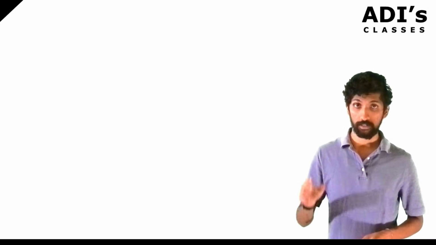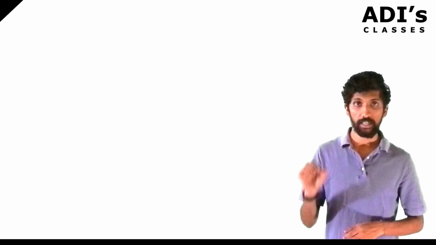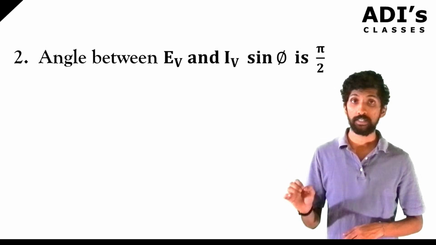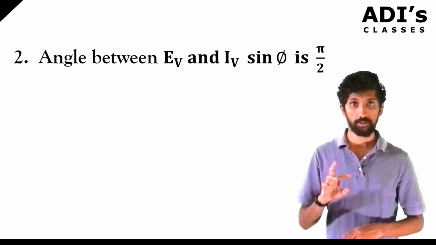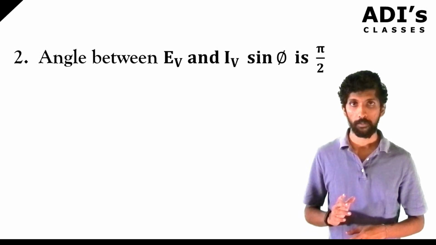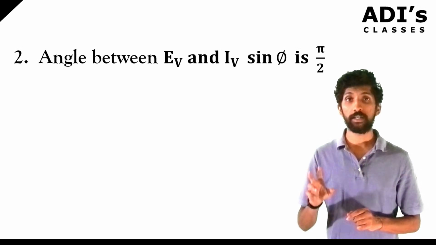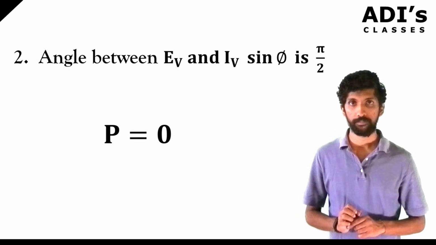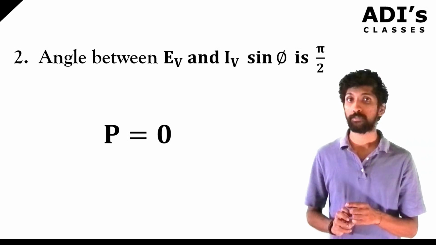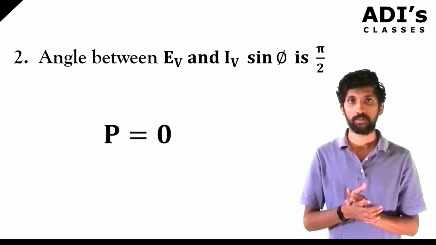Okay. Next, second case is we are taking the sine component, that is E_RMS I_RMS sin φ. Okay. So we are taking these two. Now the angle between them is π/2. Now if we substitute this in the power formula, then you will get cos of π/2, correct? So once you get cos π/2, cos π/2 is 0. That means the whole power in this is 0, right?